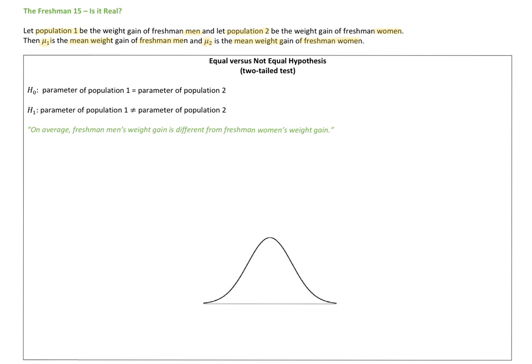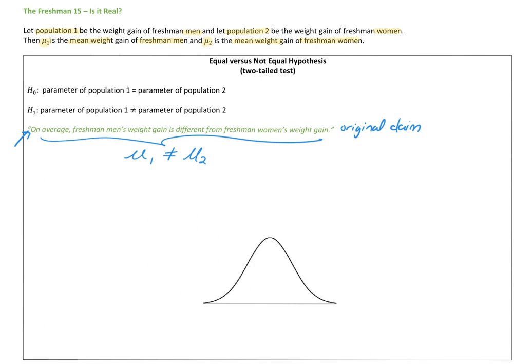So let's suppose that we want to test the claim that, and it's this one right down here. We want to test the claim that on average, freshman men's weight gain is just simply different from freshman women's weight gain. So are they just different? So what we're going to do to test this claim is take the original claim, and then rewrite it using symbols, okay? So in symbolic form, what we're saying here is that mu1 is just different from mu2.